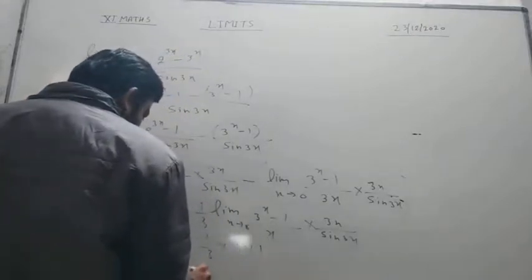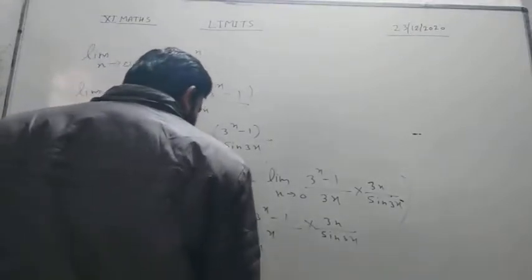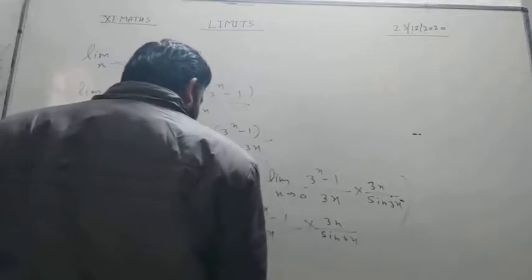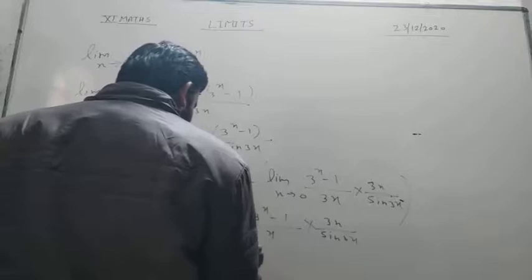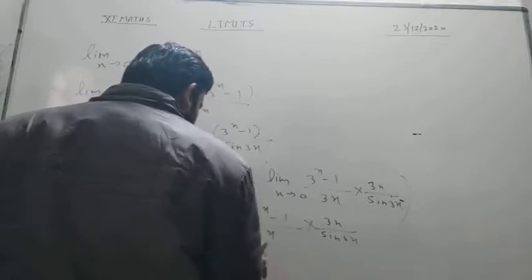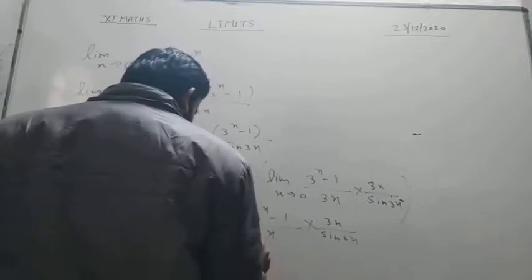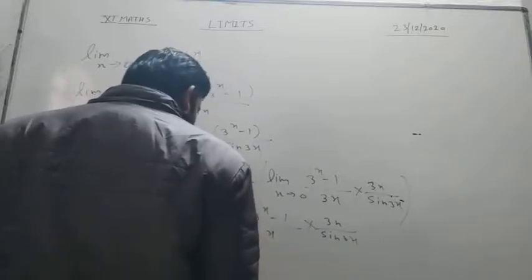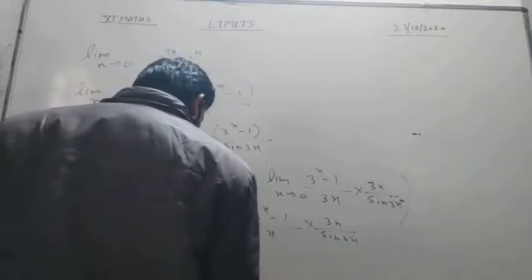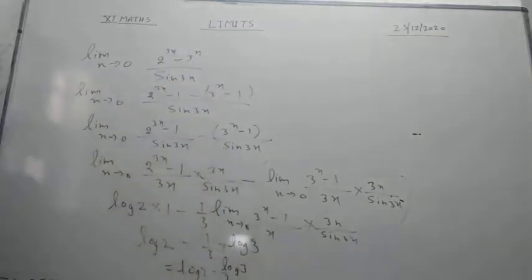Okay, so we get log 2, and this is log of 3. Okay, so this is log of 3. So the answer is log 2 minus 1 by 3 log 3.